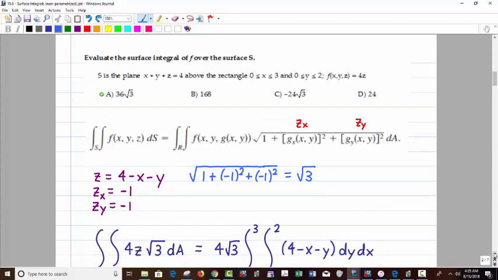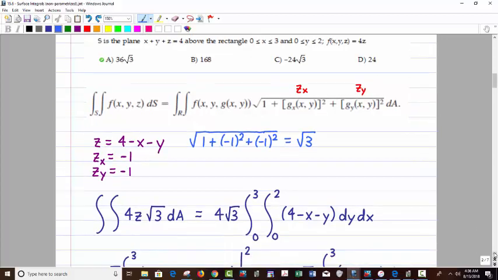So now I'm going to go with x and y as our variables to integrate here. So now we're looking at basically this function right here. Your f(x,y,z) is 4z, and the square root of 3 from right here, and then dA, which we can then determine.